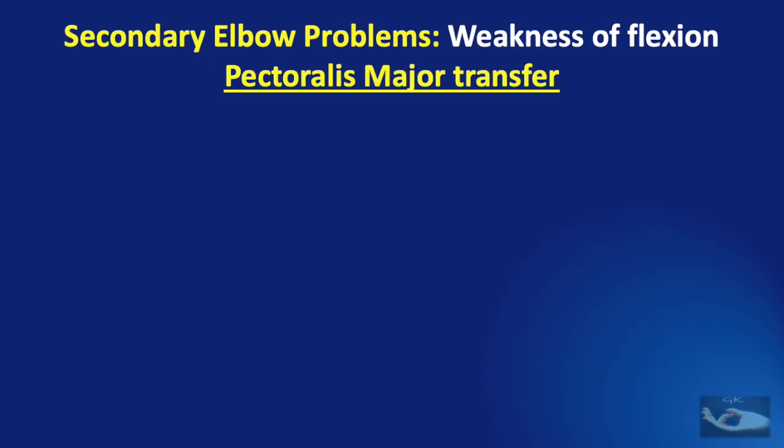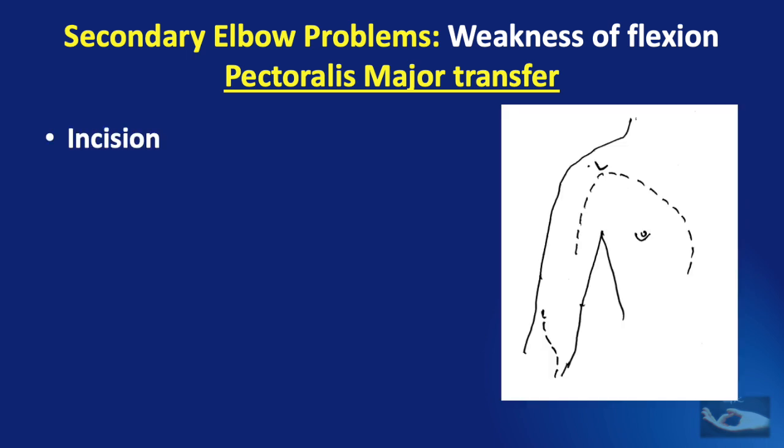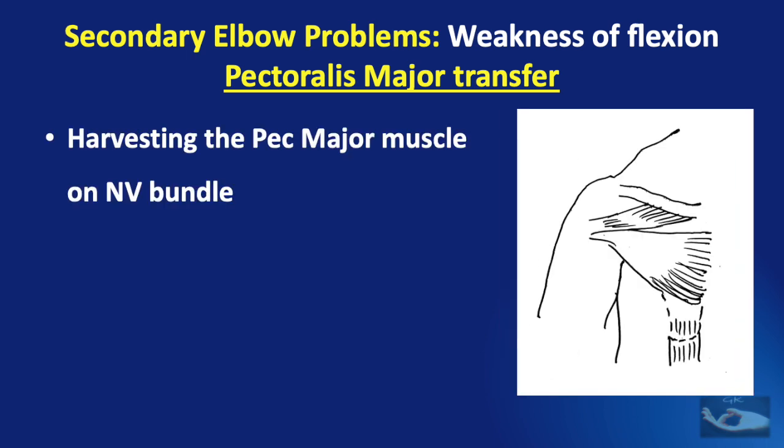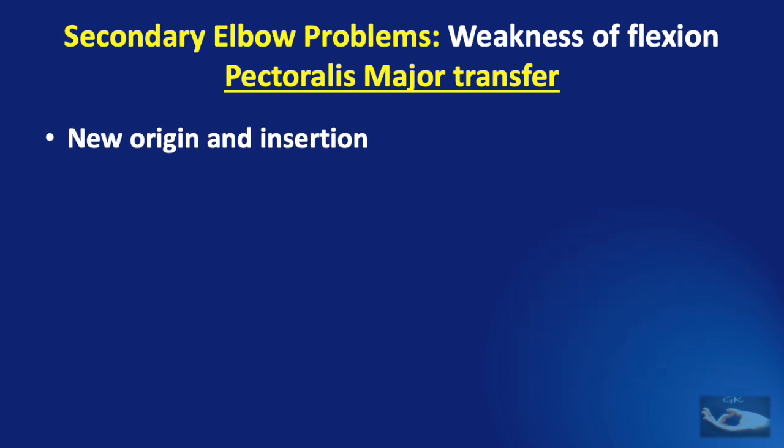The pectoralis major muscle transfer can also be done in the same way. This diagram shows the incision that is made. The dissection of the pectoralis major is done along with the intact neurovascular bundle and the extra portion of the fascia over the rectus to provide the increased length. It is tunneled to the arm, and new origin and insertion are given as already explained for the latissimus dorsi muscle.